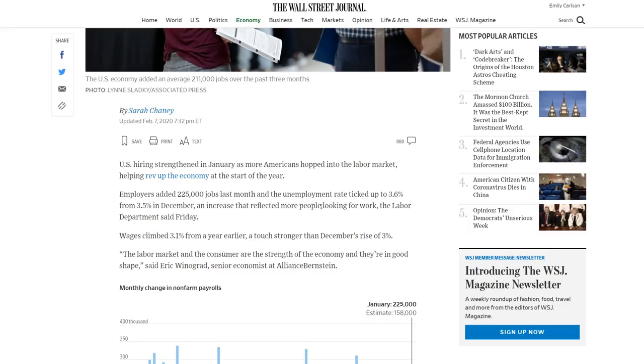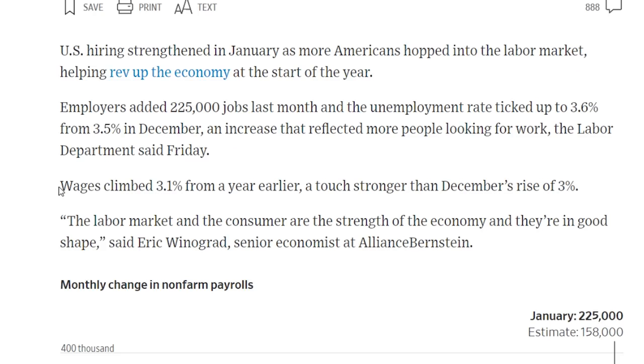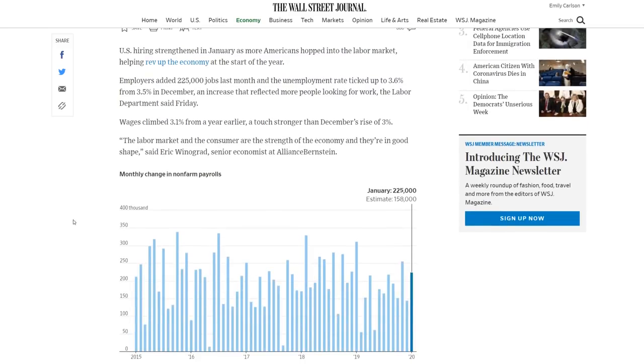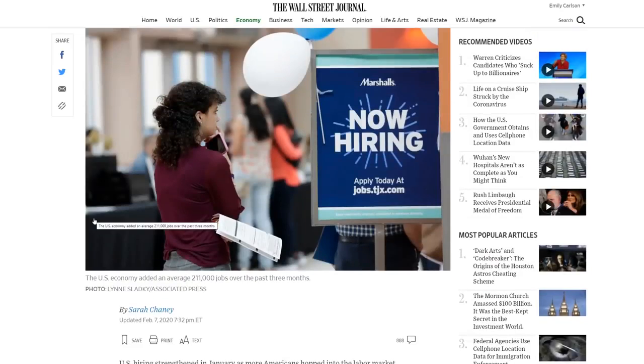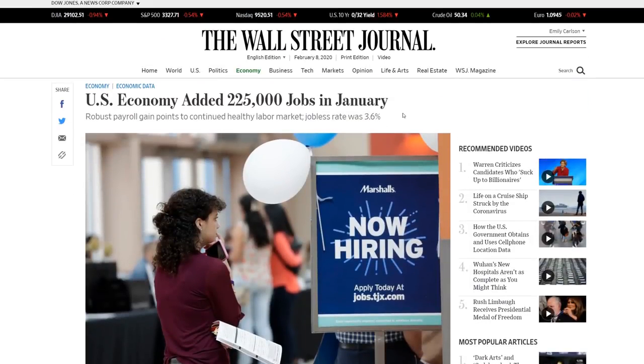They're applying for jobs and looking for them. So the unemployment rate going up a little bit is actually a positive thing because we have more people that weren't working now looking for jobs. And on top of that, we have better than expected wage growth. It says that wages climbed 3.1% from a year earlier, a touch stronger than December's rise of 3%. These are all pretty strong numbers. It bodes well for the economy. And if the economy does well, then the stock market will do really well.